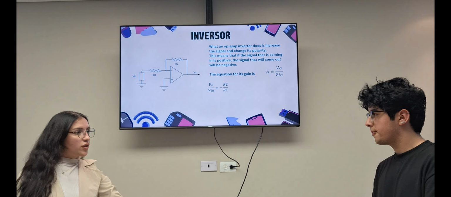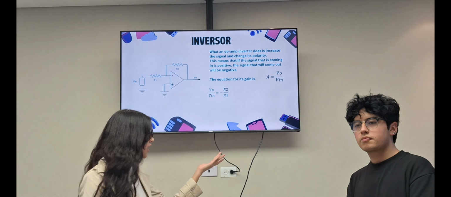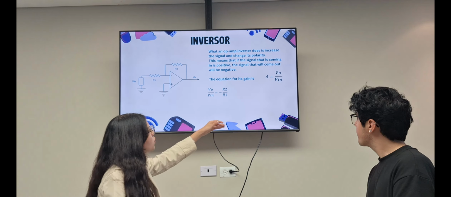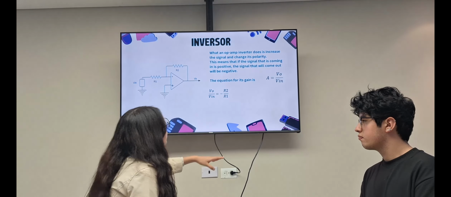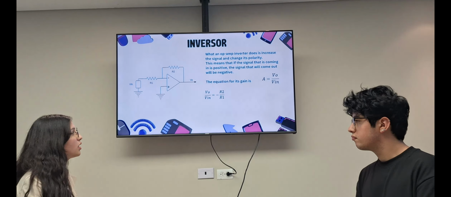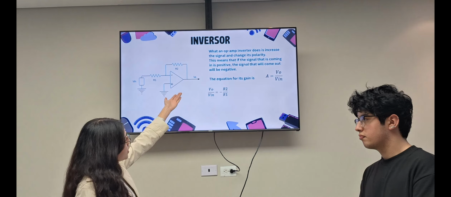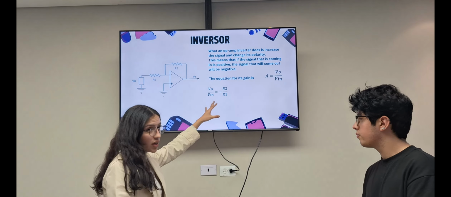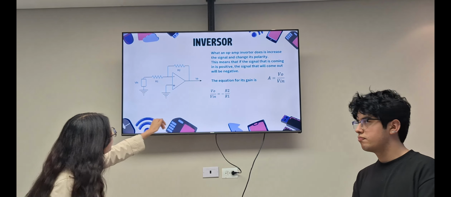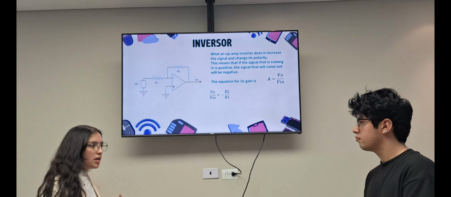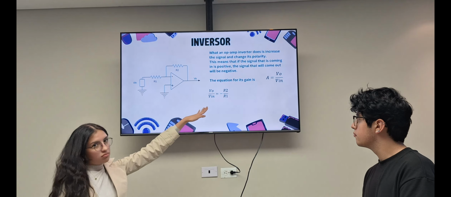Okay, so as my friend said, the equation for its gain is A, which means gain, equal to Vout, which is the voltage that's coming out of this amplifier, divided by Vin, which is the voltage that's coming into the amplifier. We only have to replace in this equation, and as you can see, we have a minus sign at the beginning of the answer. So it's going to be minus R2 divided by R1. So if we have any other values on this side, we only have to put these values there.